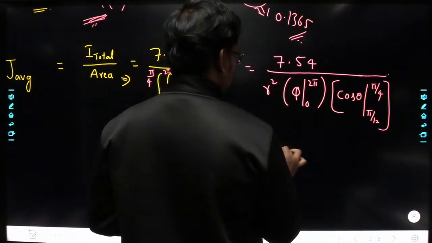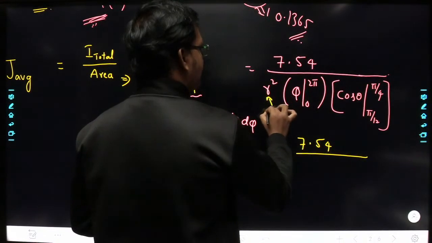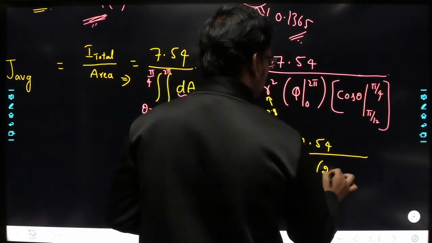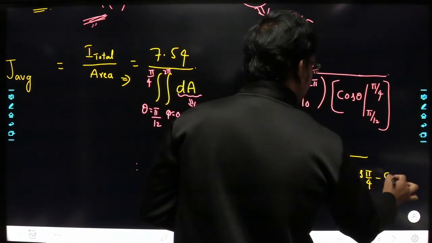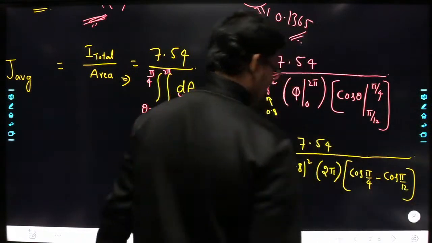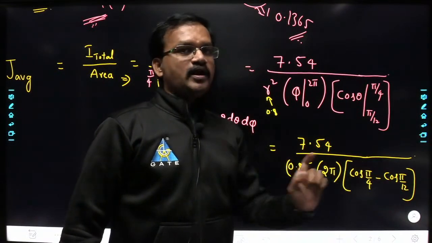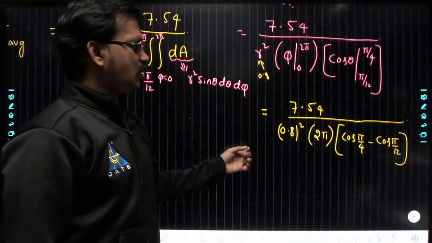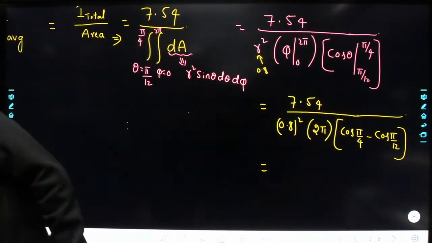Okay. So this is equal to 7.54 divided by what? This r value is 0.8 here, so you have 0.8 whole square. Here this is 2 pi, and here you are going to get cos pi by 4 minus cos pi by 12. If you are calculating cos pi by 4 minus cos pi by 12, be cautious that your calculator must be kept in radians, right? Tell me the answer, what you are going to get?